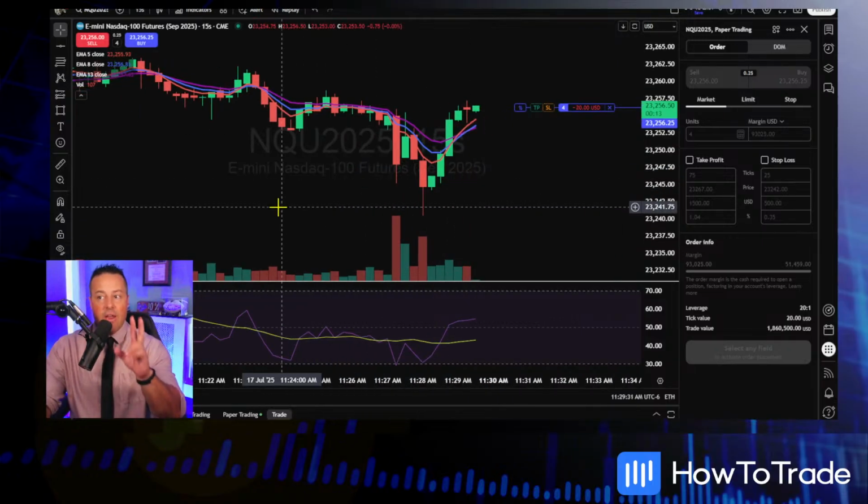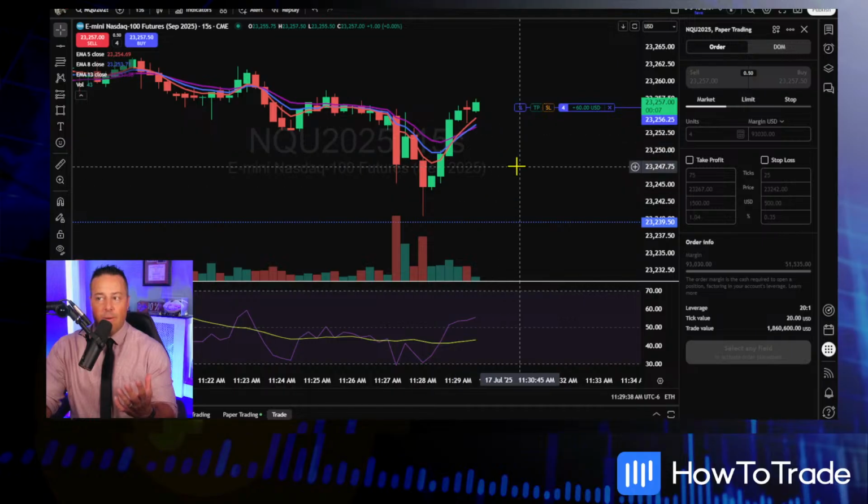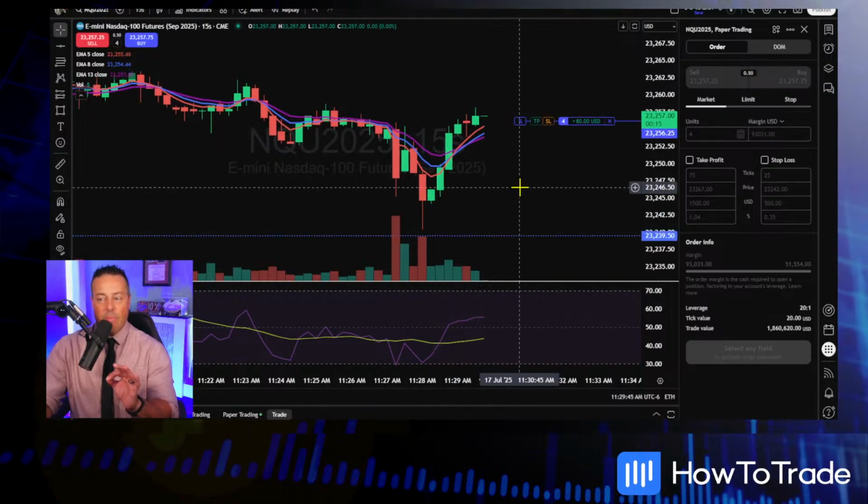Number one, we've got to know where our stop loss needs to be. I'm going right there beneath that swing low. On a 15-second chart, you're way too tight up here. What are we doing? We're taking a long position, extremely short time frame, extremely short. We've got our stop loss right there beneath that swing low.